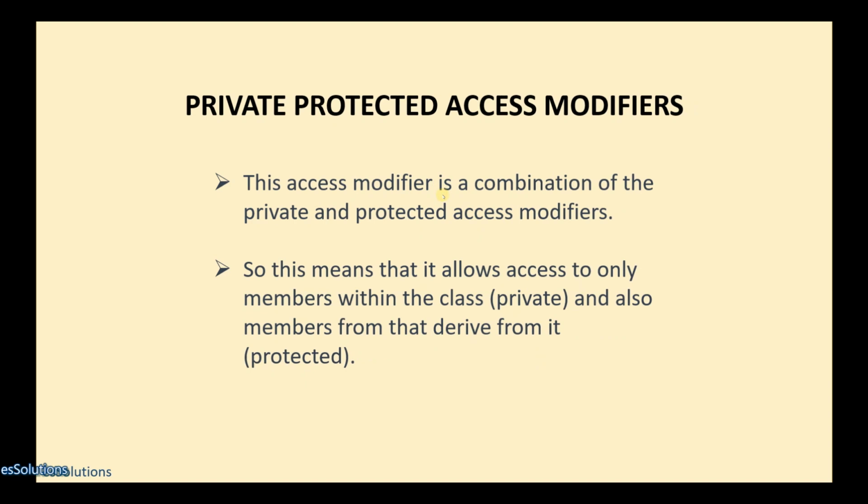So finally, we look at the private protected access modifier. This also is just a combination of the private and the protected access modifiers. The private means that only that class should have access to it, and the protected means that only those that inherit from that class should have access to it.